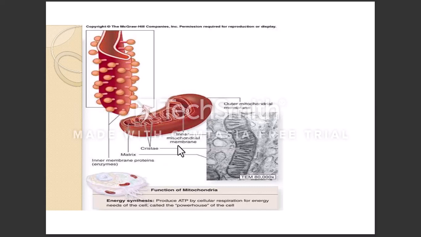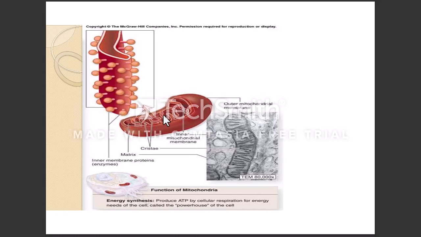If you look at the structure of the mitochondria, it is a double membrane organelle. It is also described as a semi-autonomous organelle. Why is it referred to as semi-autonomous? Because it has its own DNA, so it is able to replicate on its own. Like I said, it has two layers: you have this external part, and you have this internal part.